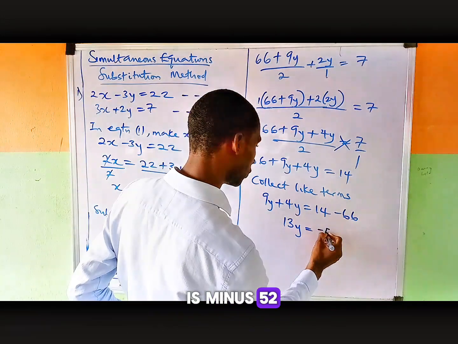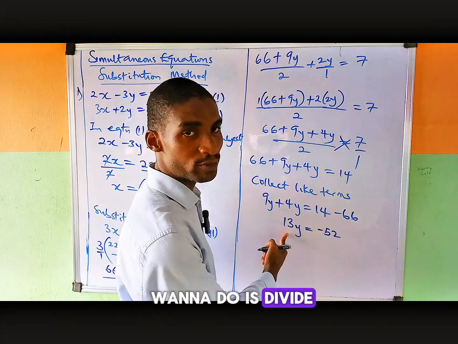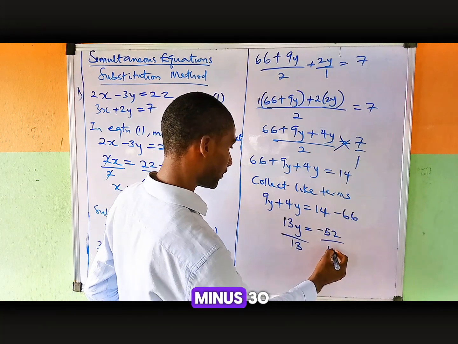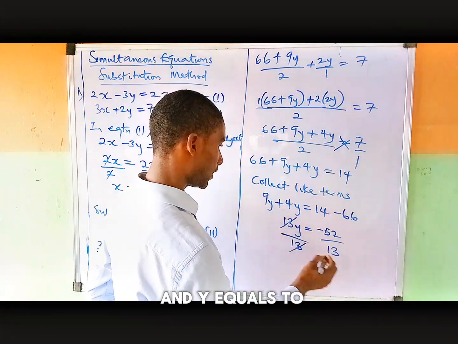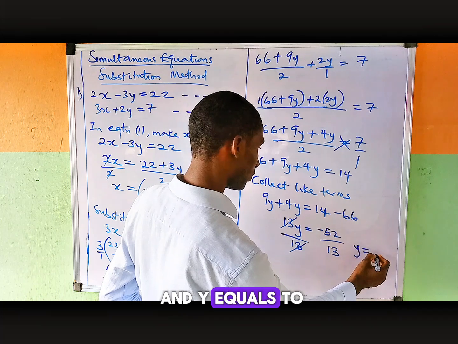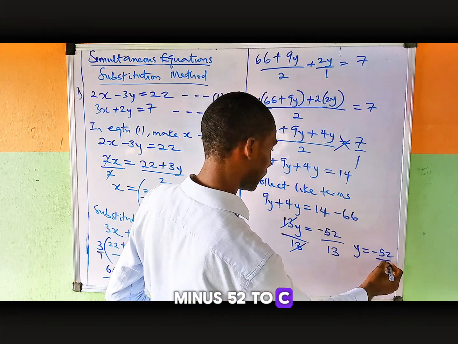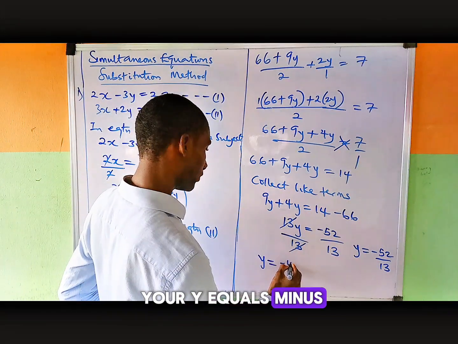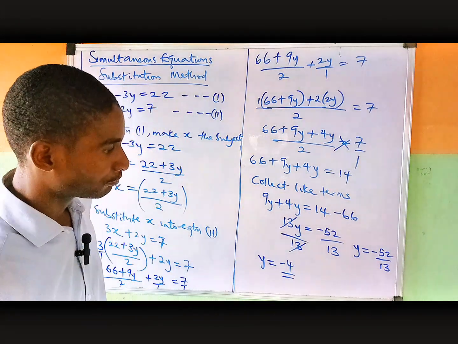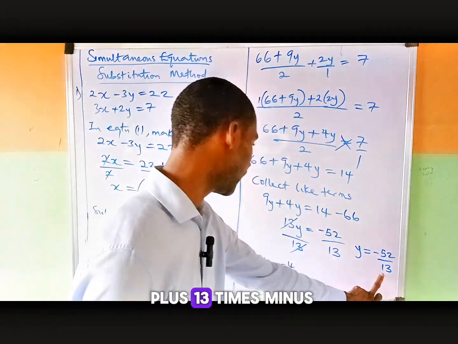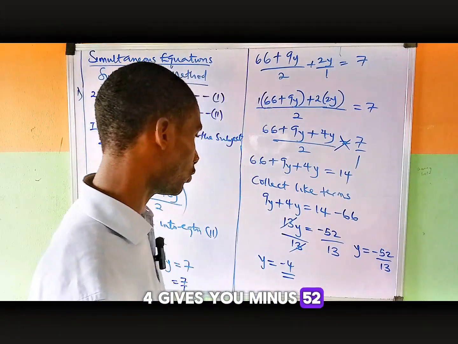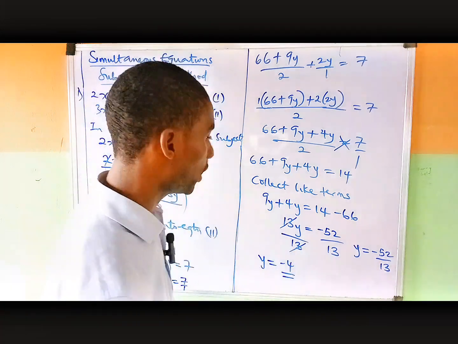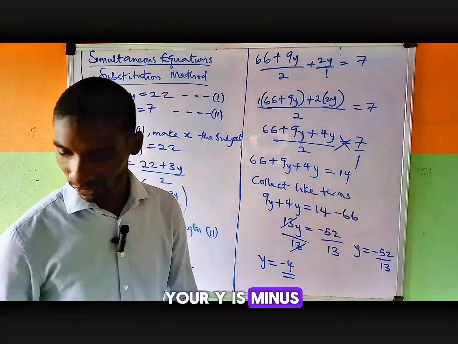That is minus 52. So the next thing you want to do is divide both sides by the coefficient of y, which is 13. Divide this side by 13. Divide this side by 13. 13 cancels 13, and your y is going to be equal to minus 52 over 13. And what is 52 by 13? That is 4. So your y equals minus 4. That is the answer. Your y is minus 4, because 13 times minus 4 gives you minus 52. Because 4 times 3 is 12, keep 1. 4 times 1, 4, plus 1, 5. 52. So that's correct. So your y is minus 4.